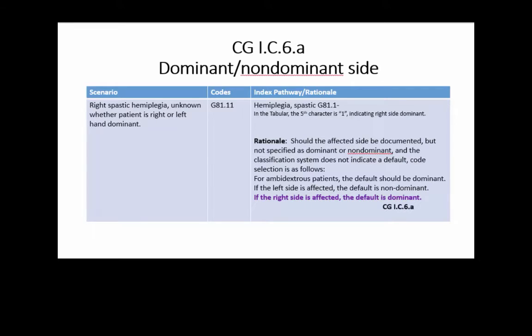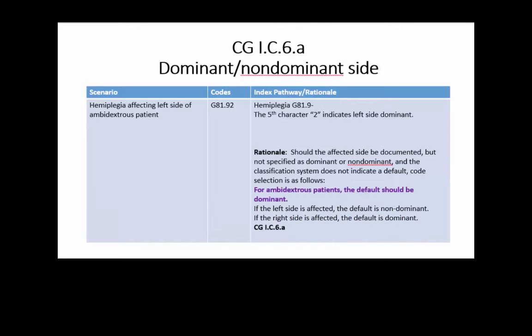The first guideline has to do with dominance, whether a patient's dominant or non-dominant side is affected by the hemiplegia. In this scenario, a right spastic hemiplegia is documented with unknown whether the patient is right or left hand dominant. So our guidelines tell us, should the affected side be documented but not specified as dominant or non-dominant, you're going to follow this classification system. If the right side is affected, the default is dominant. That tells us that the fifth character in our code would be 1, indicating right side dominance.